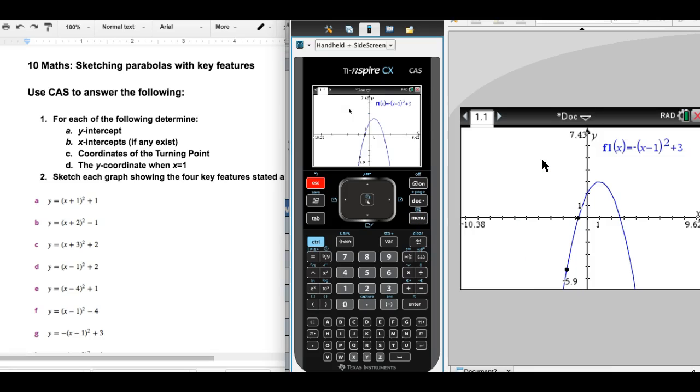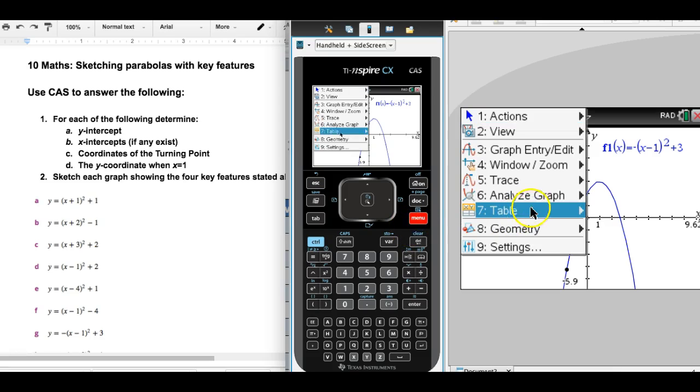So the more practice you have with your calculator, the more confident you're going to be with it, because some people freak out about the calculator, but it's not really that scary. I mean, you guys use iPhones and iPads, which are probably a lot more complicated than the calculator. All right, let's move on.